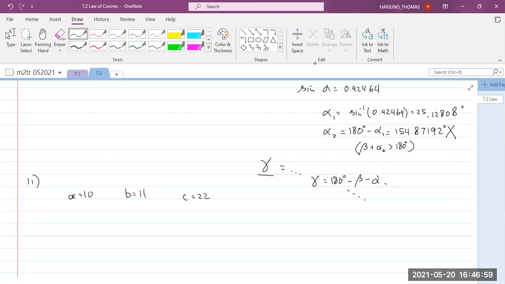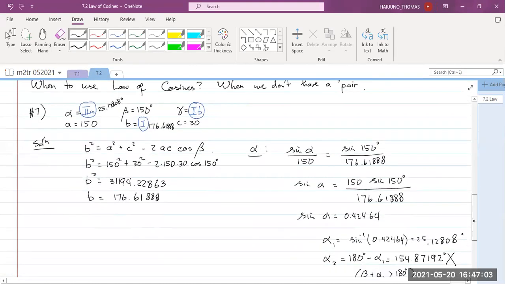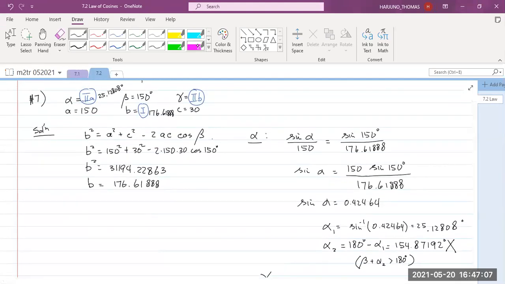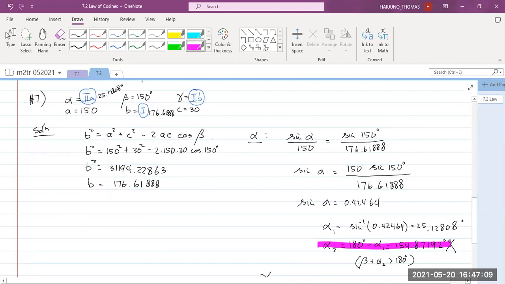Why is alpha 2 not okay? Because alpha 2, if that were right, alpha 2 is what? 154 degrees, right? Okay, but alpha 2 together with angle beta is already more than 180 degrees, which is not possible for a triangle. Does it make sense?